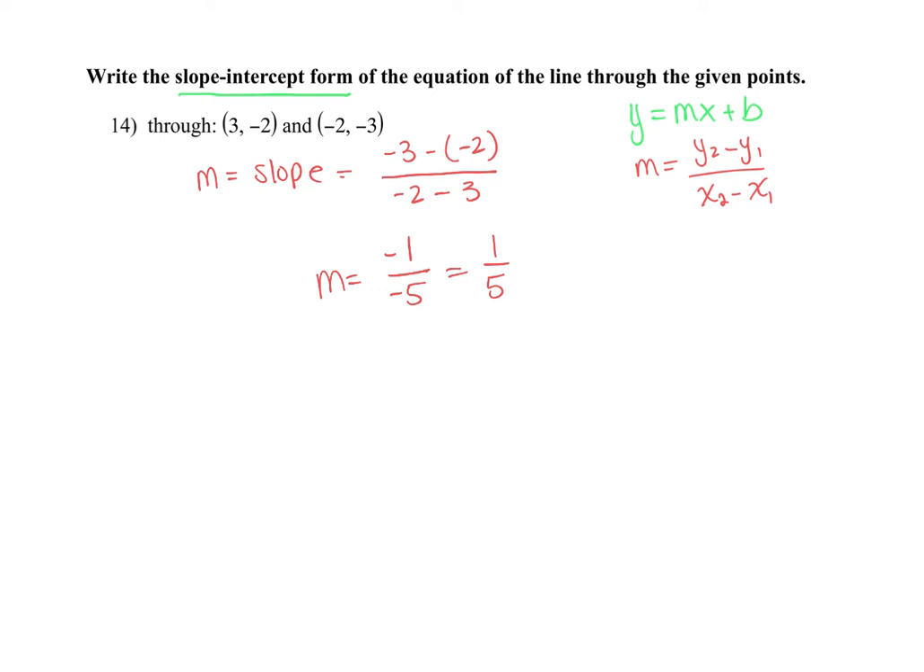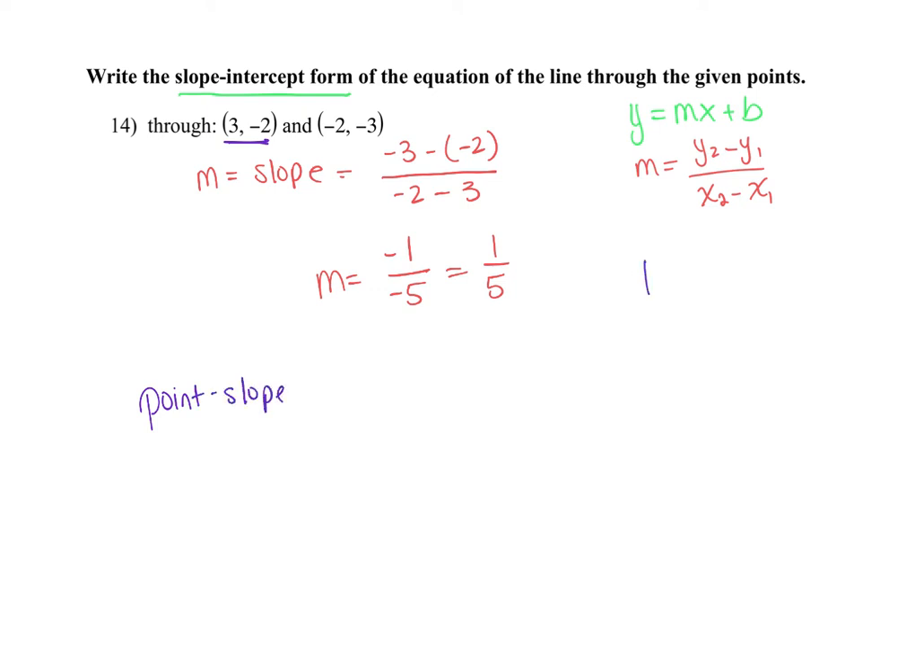I'm not done yet. They want the whole equation. I just found the m piece of it. I need to find the y piece of it, right? Typically you use point slope to do this. Either of these will work. I'm just going to use the first one. So from here, you probably want to use your point slope.